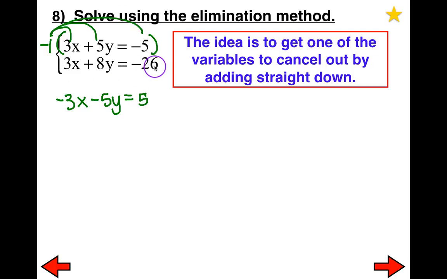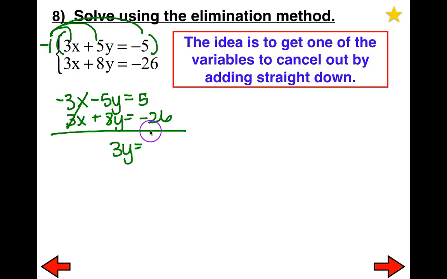So now I'm just going to rewrite this original one underneath it. 3x plus 8y equals -26. Here the x's successfully cancel each other out because they're inverses of each other, leaving me with 3y equals, let's see, that's going to be -21. Now we're going to divide both sides by 3, and you're left with y equals -7. But of course you're not done.